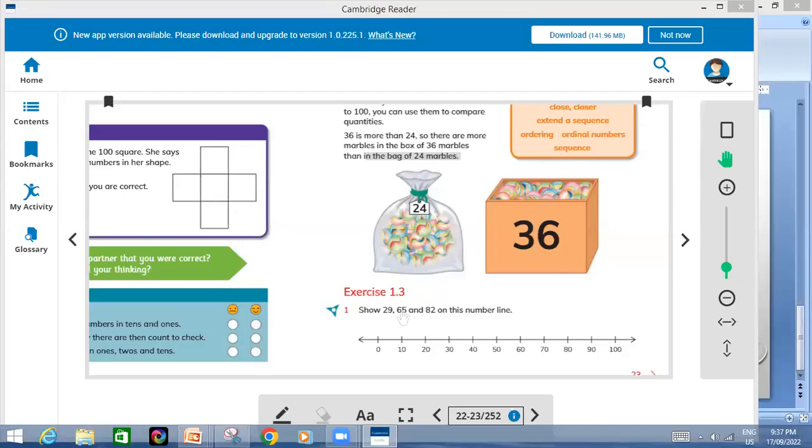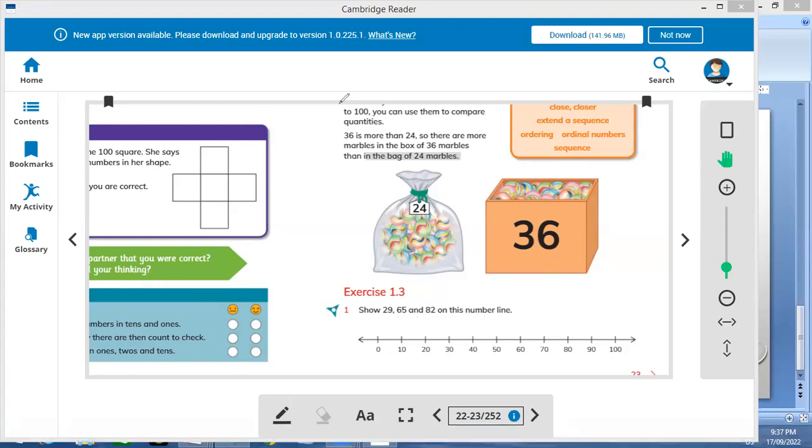Show 29, 65 and 82 on this number line. So we are going to make a guess where it will be. 29 is less than 30, so it will be here. 65 is more than 60 and less than 70, so it will come here in the middle of 60 and 70. 82, after 80, we are going to put it here.